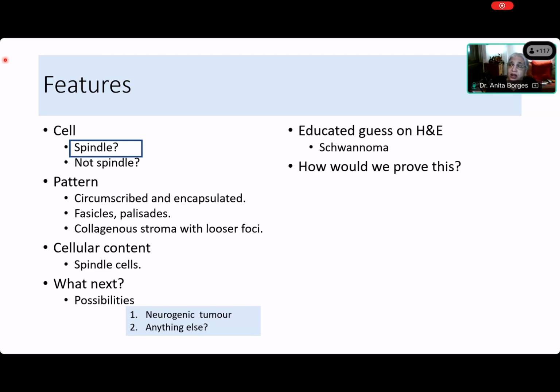Even if it was, how will S100 and SOX10 help you? It's not going to help you, no? Benign or malignant, they may still be S100 positive. So we don't need to do this. There is only one diagnosis either.